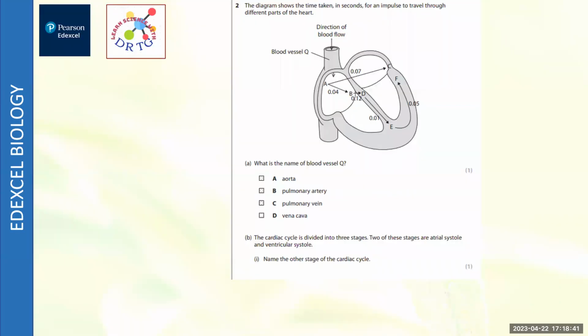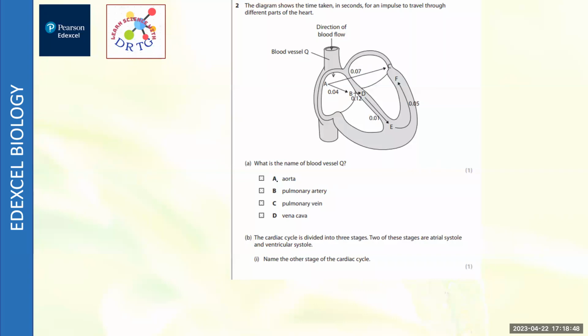So we go for question number 2 then. We check quickly some of the questions in question number 2. What is the name of blood vessel Q? I think you can easily guess it, because the arrow is going to the right atrium. That should be vena cava. That's a very easy question.